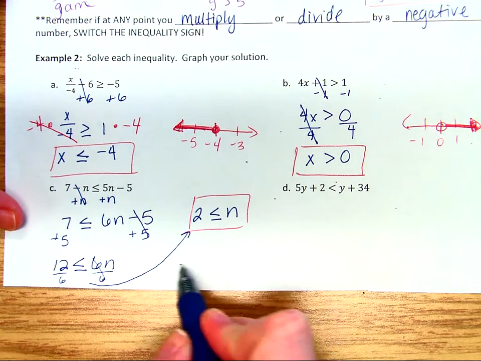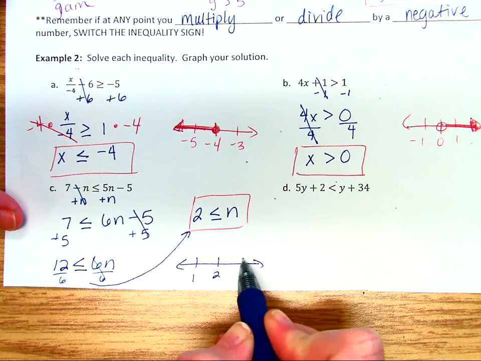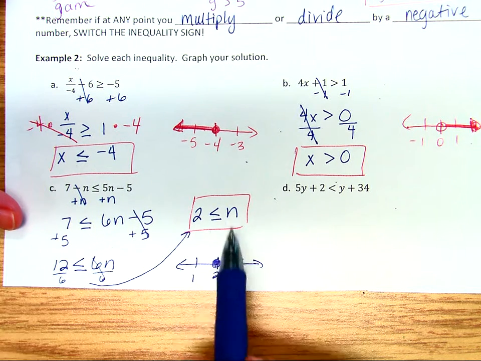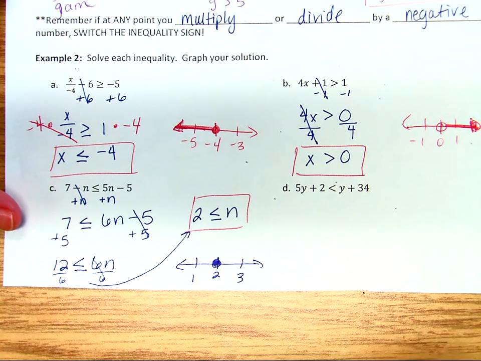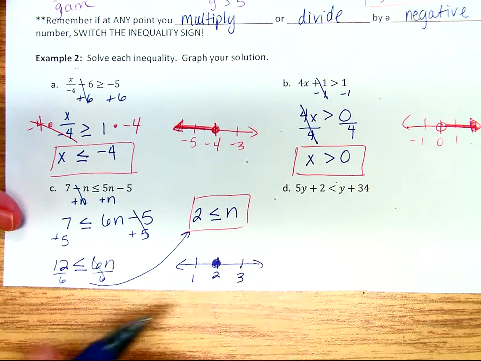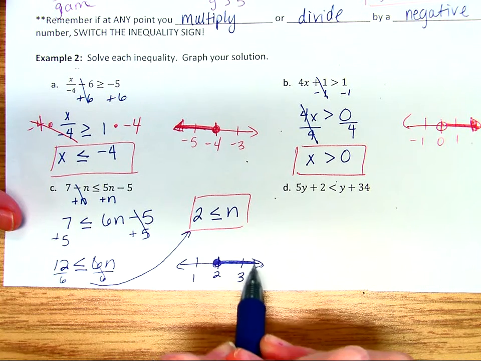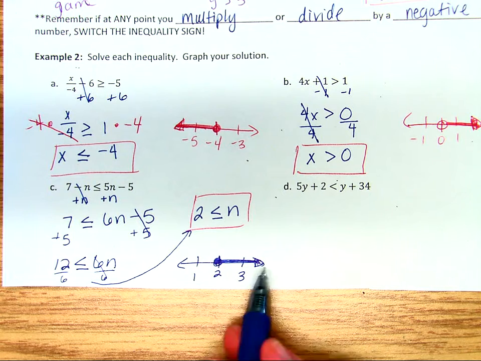I'm going to graph it. 1, 2, 3, closed circle on 2. And notice the variable comes second, so my inequality sign isn't going to point in the direction that I'm shading. It's actually going to be the opposite way. 2 is smaller, or less than all my other answers that I'm shading.